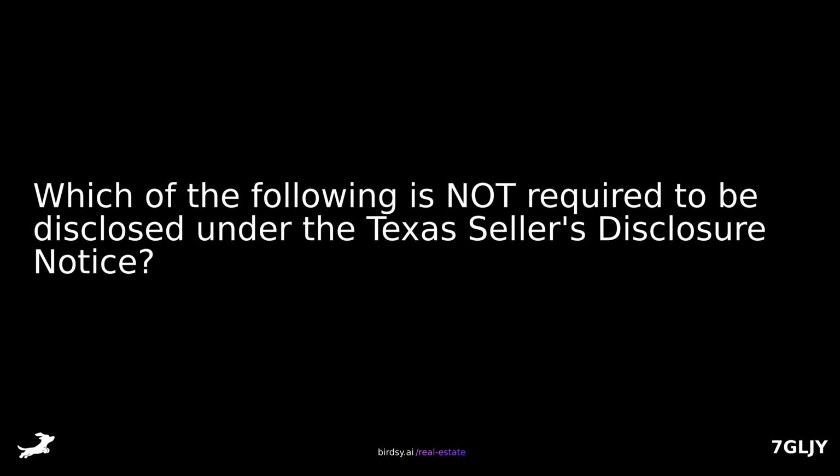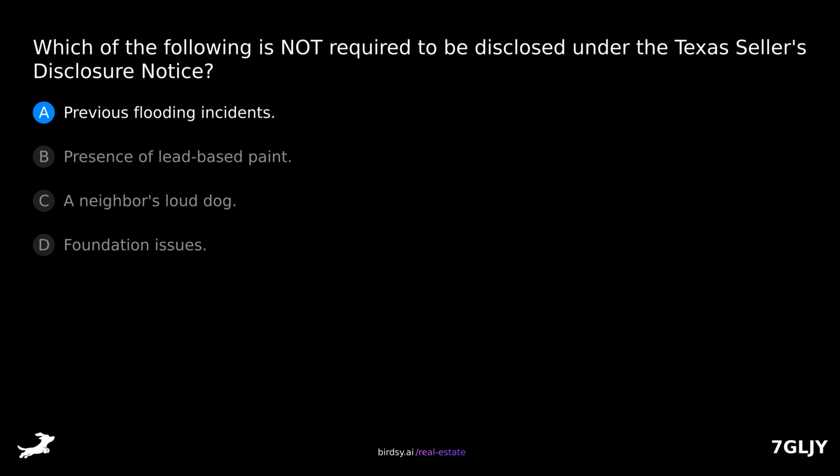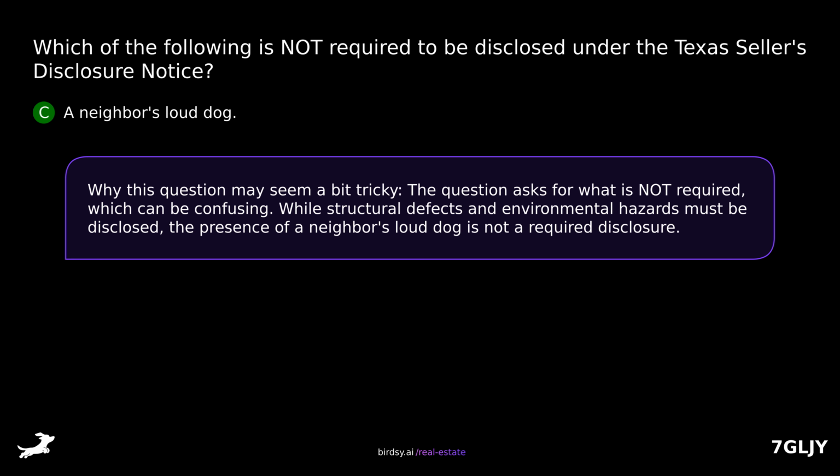Which of the following is not required to be disclosed under the Texas Seller's Disclosure Notice? Is it A, previous flooding incidents, B, presence of lead-based paint, C, a neighbor's loud dog, or D, foundation issues? The answer is C, a neighbor's loud dog. Why this question may seem a bit tricky: the question asks for what is not required, which can be confusing. While structural defects and environmental hazards must be disclosed, the presence of a neighbor's loud dog is not a required disclosure.